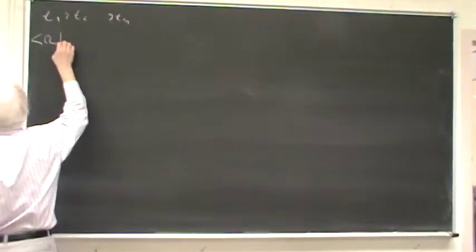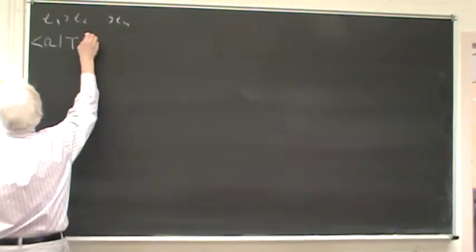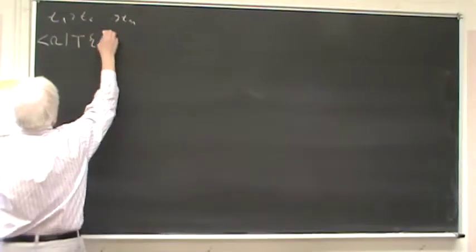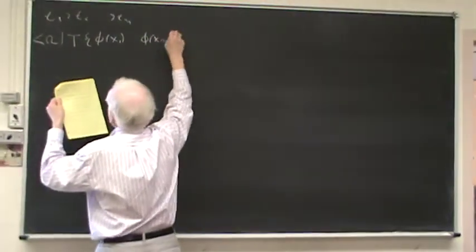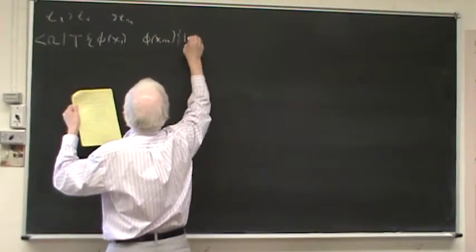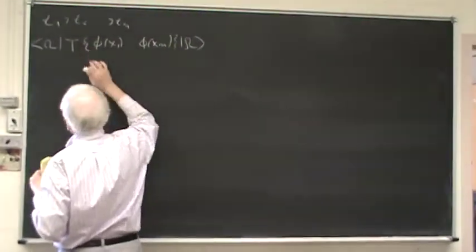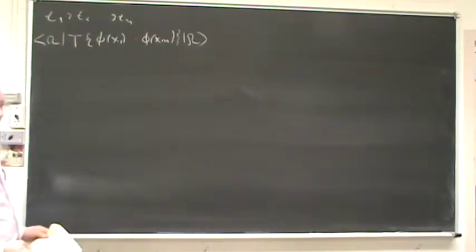And now we want omega T phi of x1, phi of xn. I think I'm going to stop using these squiggles because I find it really hard to write squiggles. So I'm just going to write ordinary parentheses.